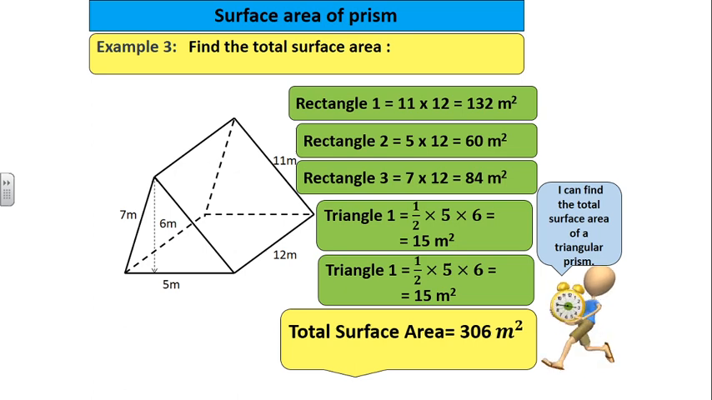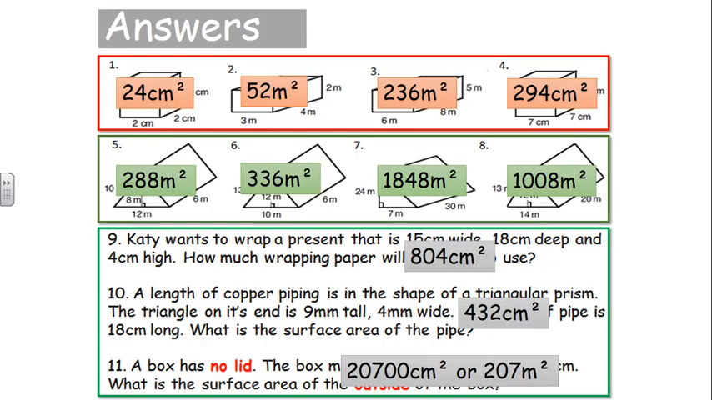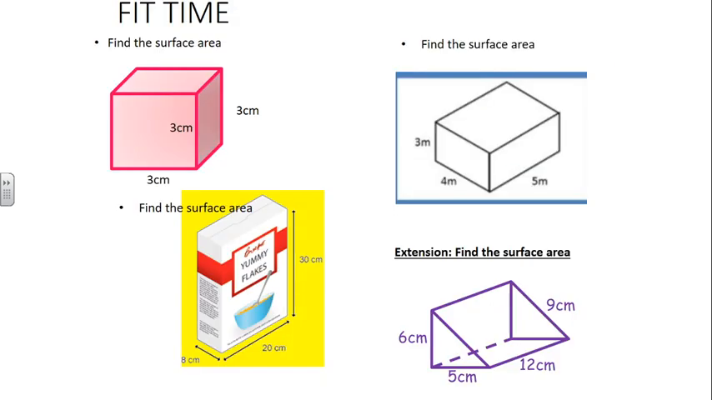Now, what I'm going to do now is just do a fit time task, okay? So these are your questions to try. There are 4 of them. So there's a cube, there's 2 cuboids, and there is a triangular prism. So try these, and these correspond to the learning objective. So it would be red, amber, green, purple. Okay? So off you go on that, and then come back for the answers. Thank you.